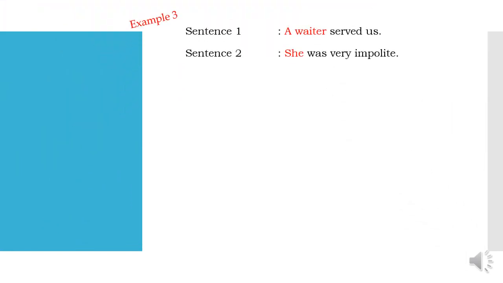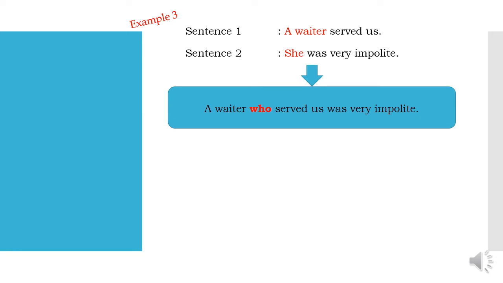The next example, the first sentence says, "A waiter served us." The second sentence says, "She was very impolite." So, what are the similarities from each sentence? A waiter and she. The sentence becomes, "A waiter who served us was very impolite." Seorang pelayan yang melayani kami sangat tidak sopan. Which one is the relative clause? Who served us. Who served us explained a waiter. Waiter is a person. So, we use connector who.